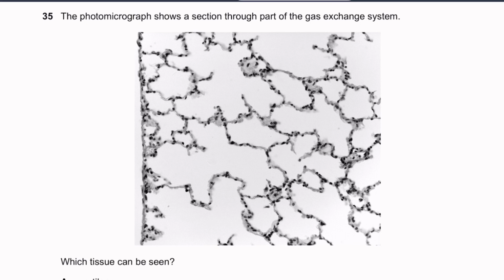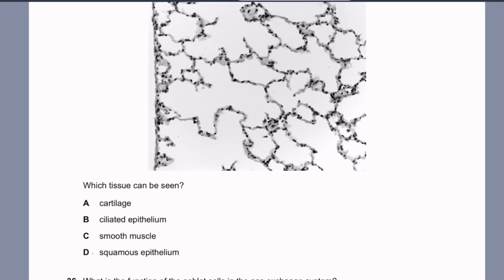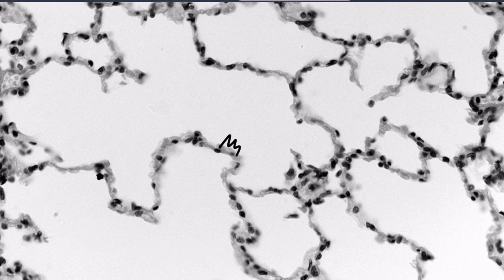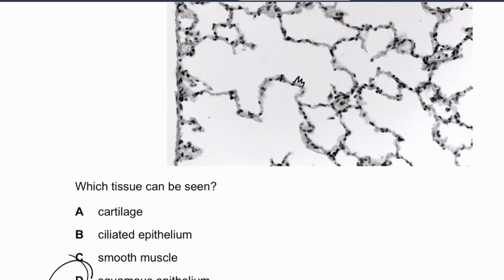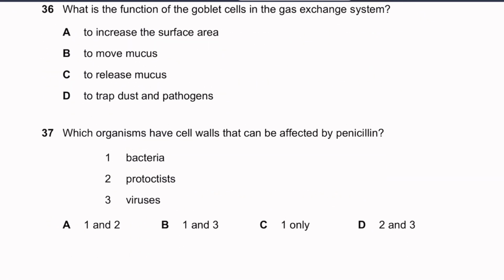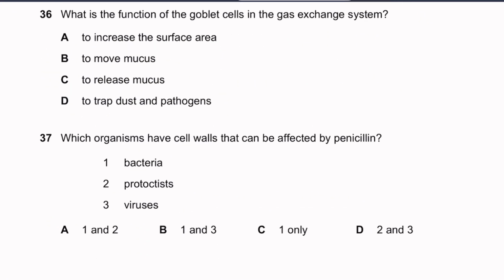And so what I believe we're seeing here is just squamous epithelial cells. We don't see any ciliated epithelium. If we saw ciliated epithelium, we'd see the cilia. If this was cartilage, you would see really thick layers containing chondrocytes. If it was smooth muscle, you would see the smooth muscle. So what's the function of goblet cells in the gas exchange system? To produce mucus, okay? So to release mucus.